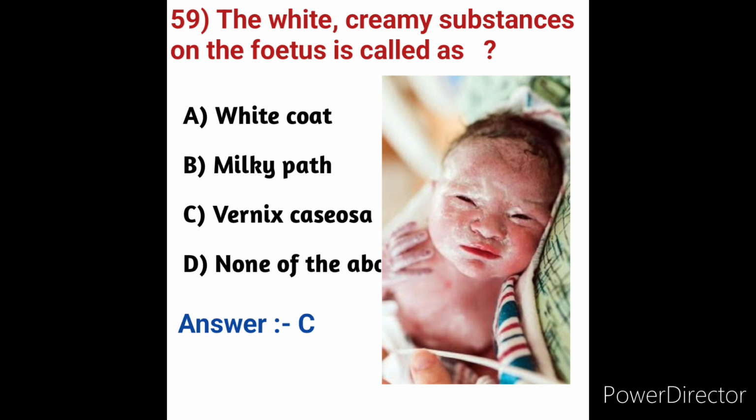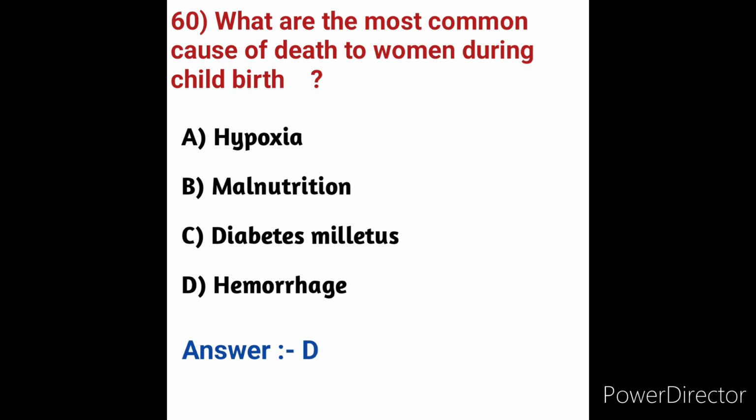Next, move on to question number 60. This is the last question in this video. What is the most common cause of death to women during childbirth? MMR. We will see the options. Option A, hypoxia. Option B, malnutrition. Option C, diabetes mellitus, and option D, hemorrhage. The most common cause of death to women during childbirth is hemorrhage. Option D is the correct answer.